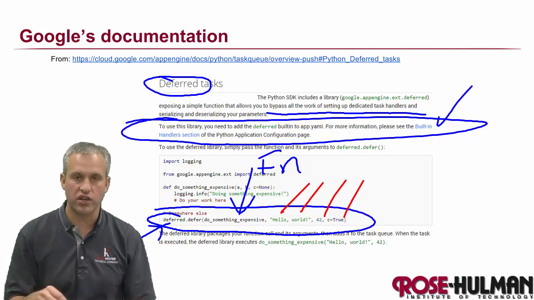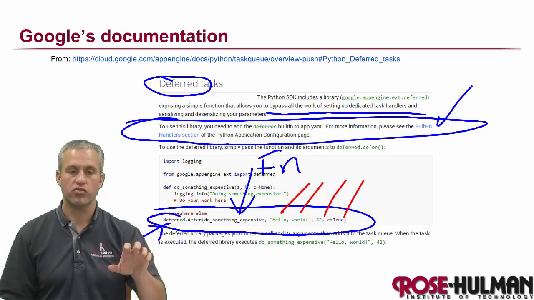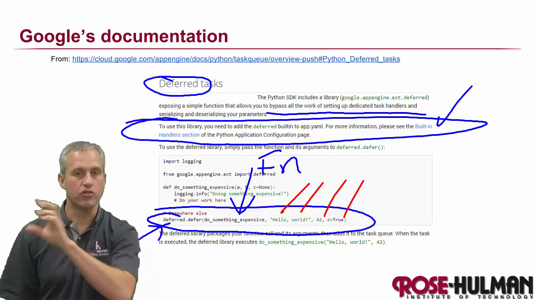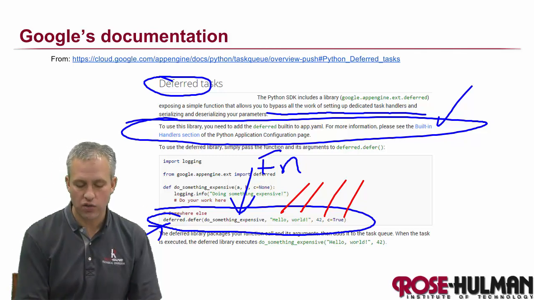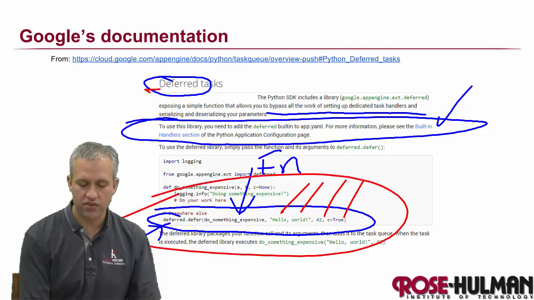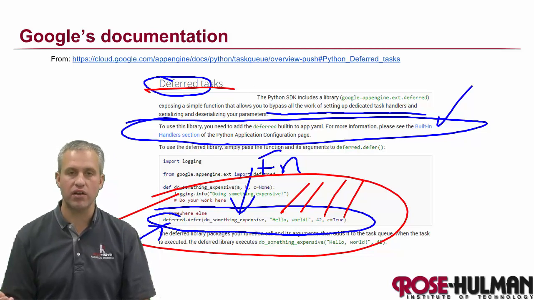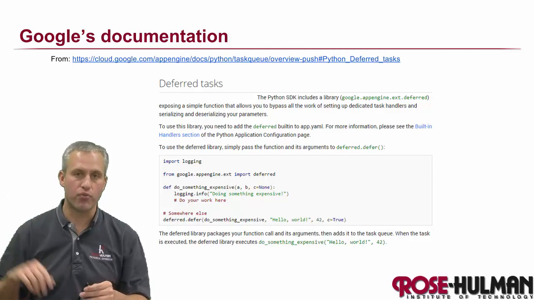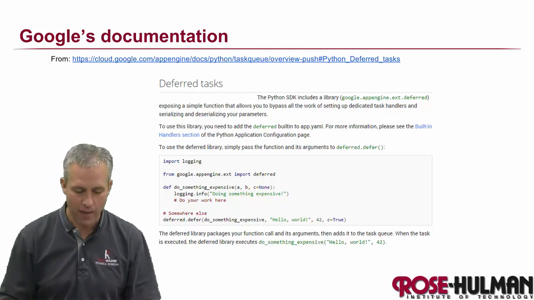Calls like this actually get 10 minutes before they crash, so you shouldn't do everything in one task. You should break it up into little chunks, right? So we're going to show you how to break it up into little chunks, and this deferred task library is going to make it so much easier to do this background thread operation with App Engine.